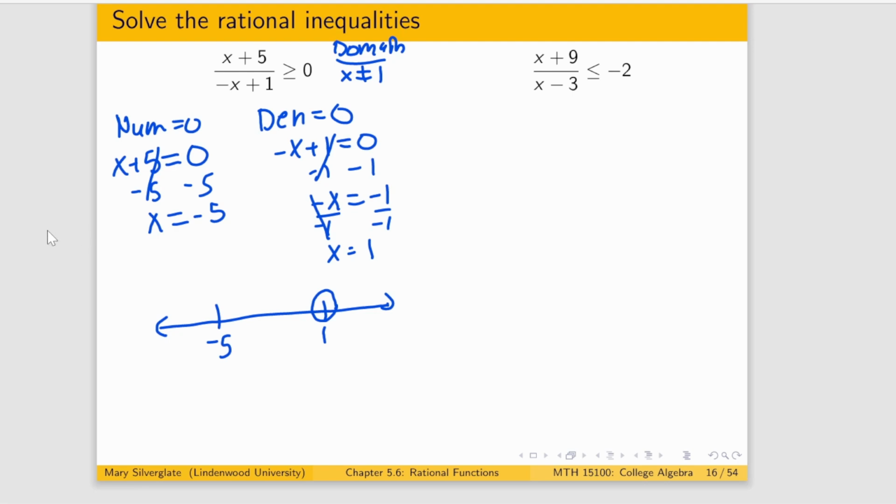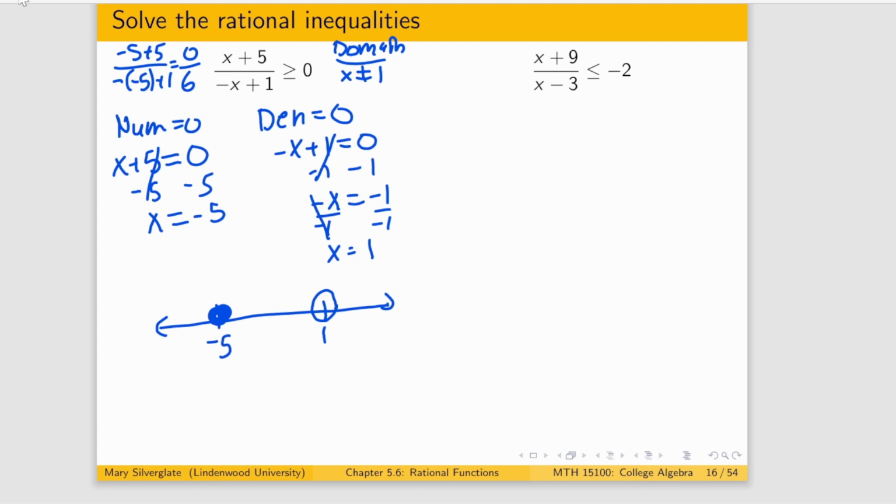The negative 5, however, it's okay if I plugged in negative 5 itself. That would be negative 5 plus 5 over negative 1 times negative 5 plus 1, so that would be 0 divided by stuff, and that stuff would be, what, 6? And that's okay. That would just make this thing exactly equal to 0. And that gets a closed circle because I have this or equal to sign on the original inequality.